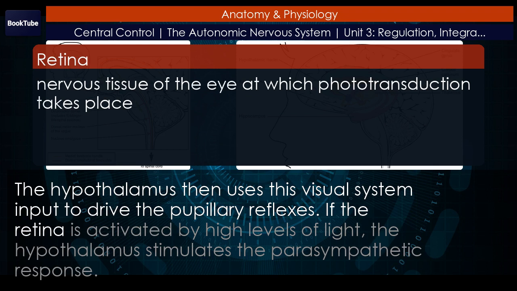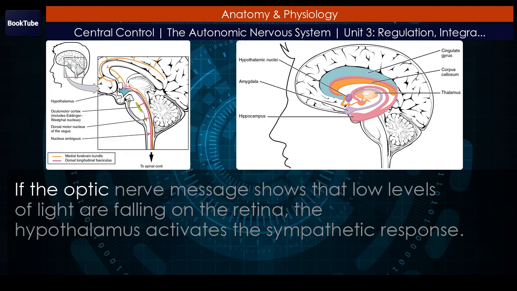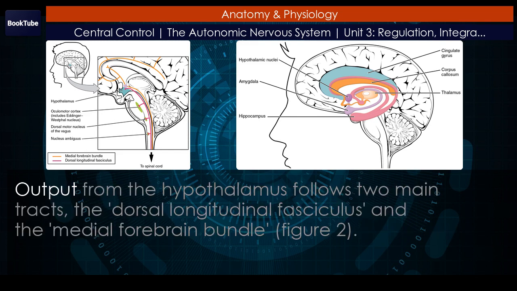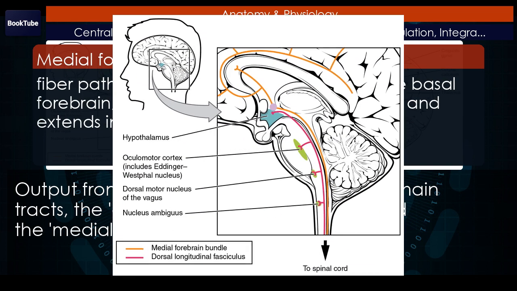If the retina is activated by high levels of light, the hypothalamus stimulates the parasympathetic response. If the optic nerve message shows that low levels of light are falling on the retina, the hypothalamus activates the sympathetic response. Output from the hypothalamus follows two main tracts: the dorsal longitudinal fasciculus and the medial forebrain bundle.